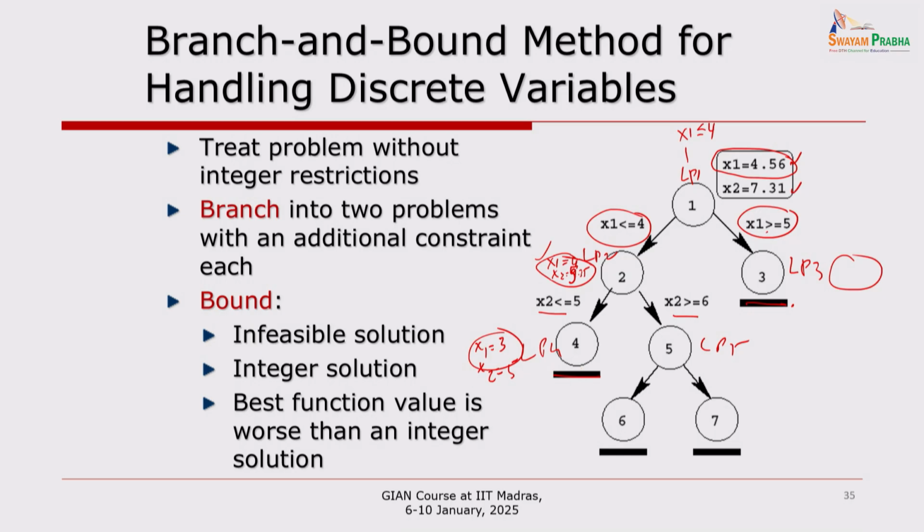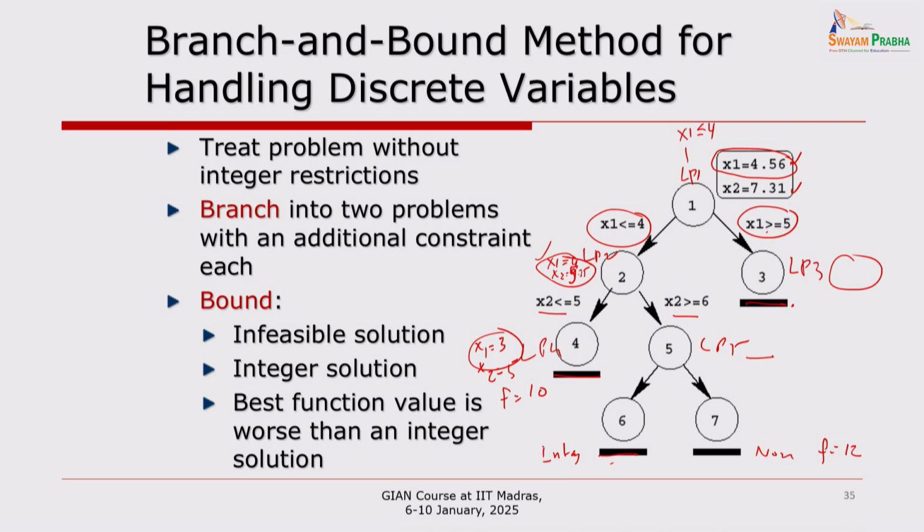Let's say now I come here, I get another non-satisfying solution, branch again, and I come here and get another integer solution. So this gets an integer solution, I stop. But this one, let's say I get a non-integer solution. Let's say here the function value is 10 and I'm minimizing. Here the function value I get is 12.